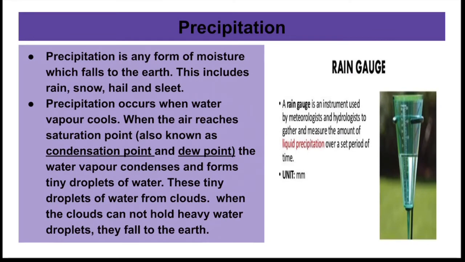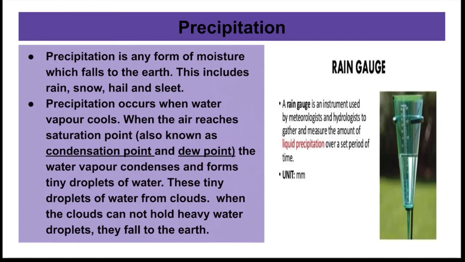Let's understand precipitation. Precipitation is any form of moisture which falls to the earth. This includes rain, snow, hail, and sleet. Precipitation occurs when water vapor cools down. When the air reaches its saturation point, also known as condensation point and dew point, the water vapor condenses and forms tiny droplets of water. These tiny droplets of water form clouds.